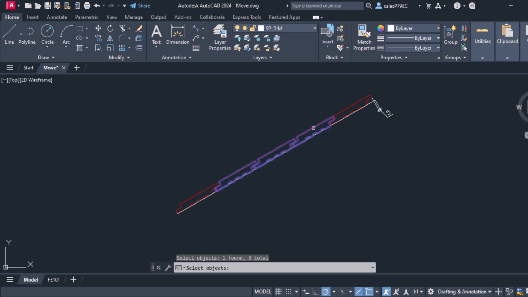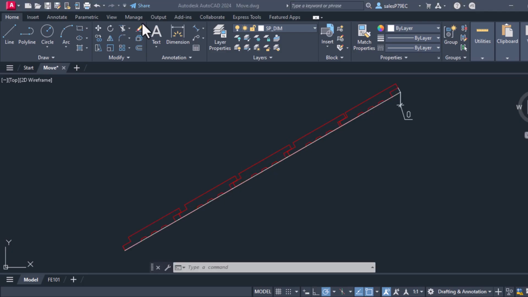When prompted, enter the distance to eliminate. Type 5 and press Enter. The Lisp calculates the required offsets and moves each block so the 5-unit margin is nullified automatically.